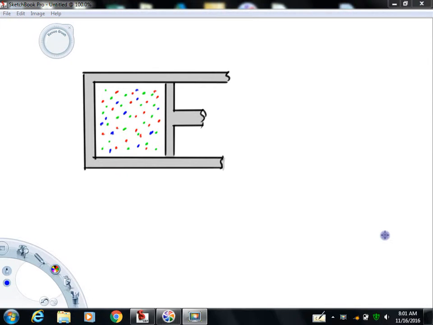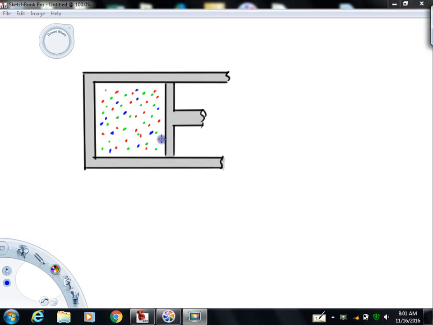The purpose of this video is to introduce what I call the thermodynamic variables. What we're looking at is this piston cylinder assembly and all these different colored dots here. These dots represent some sort of gas molecules contained within this container.